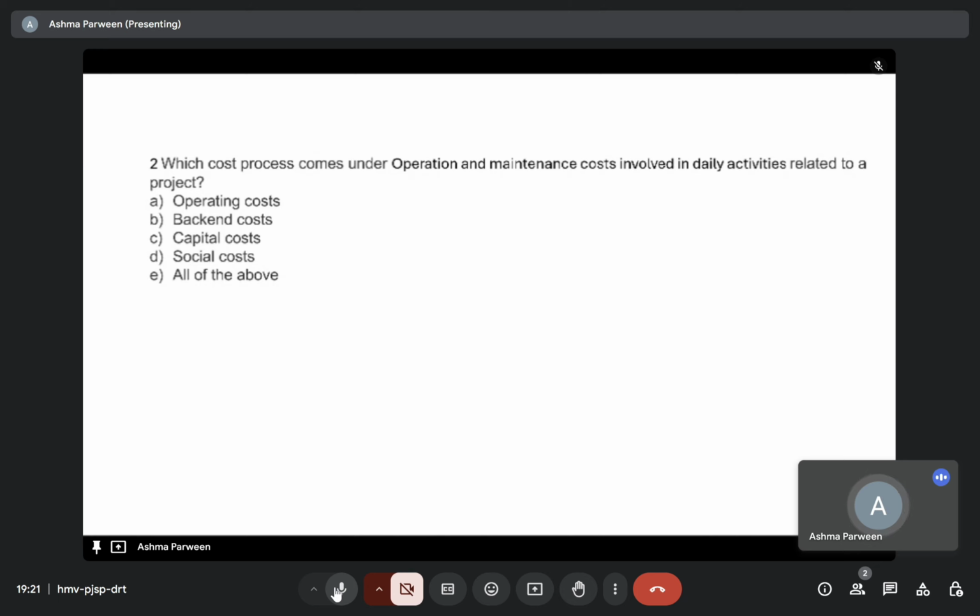So the cost process for operation and maintenance cost involved in daily activities related to a project comes under operating cost. So A will be the correct answer. Let's move to the next question.